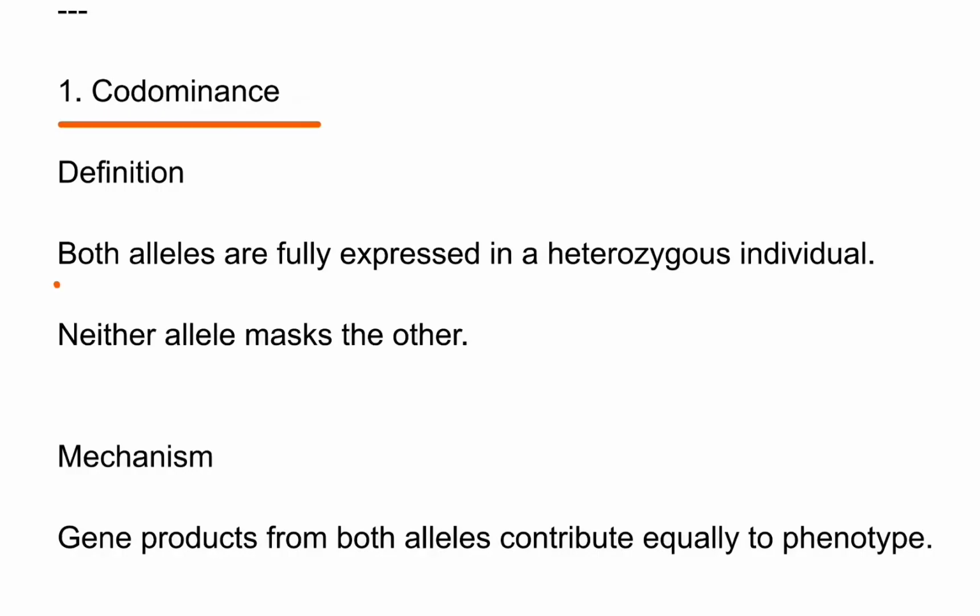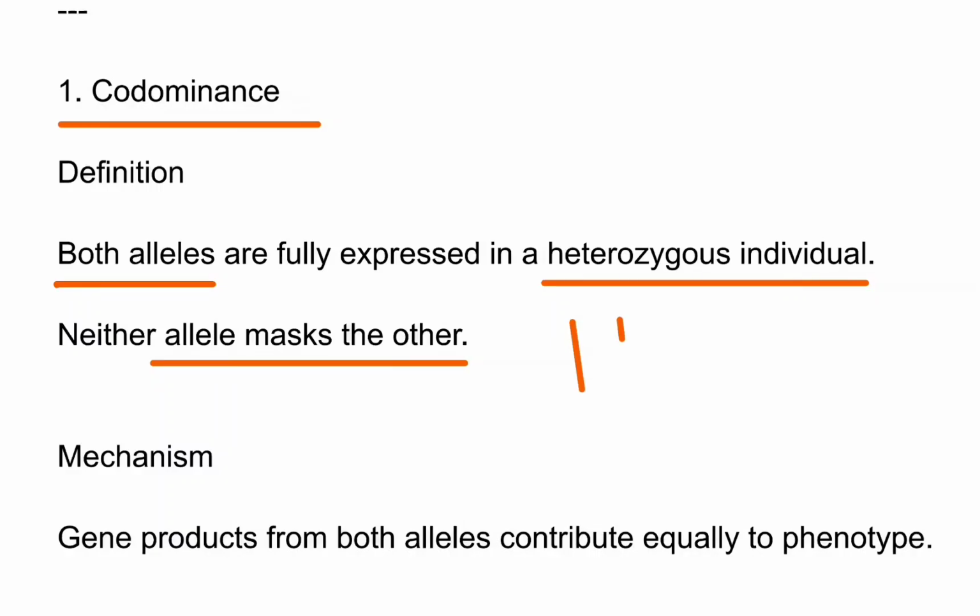Definition: both alleles are fully expressed in a heterozygous individual. Neither allele masks the other. So it is the mechanism where both alleles are expressed in the individual, and both alleles show their phenotype, and neither allele masks the other. So both alleles are fully expressed in codominance. They both show dominance and they are equally expressed.